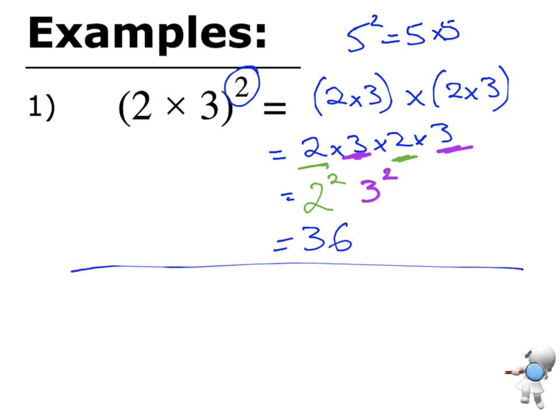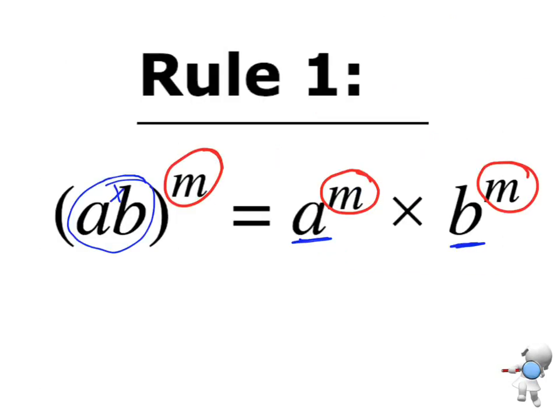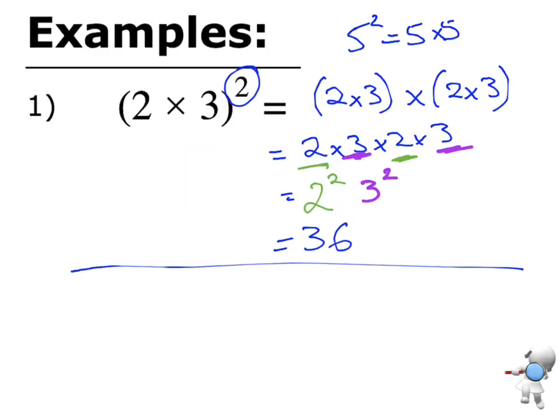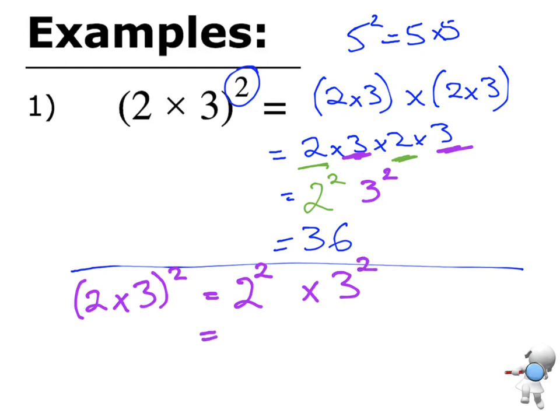Let me show you a different way. If I use the rule that says here, ab all to the power of m is equal to a to the power of m times b to the power of m. So apply that power to both of the pieces inside. I can do that here. So 2 times 3 all to the power of 2. I can take each of the parts and apply that power. Take each part, apply the power. And I can leave the answer as that, or I can leave the answer as 36. Either of those would be fine.